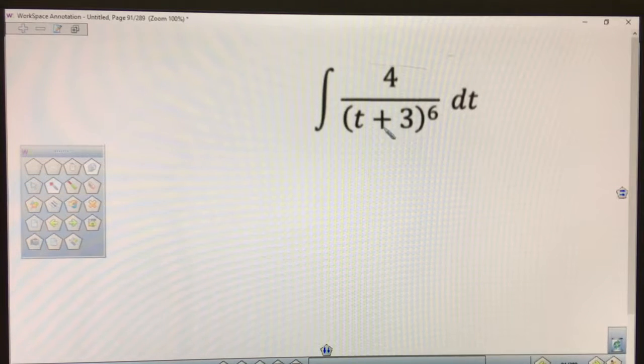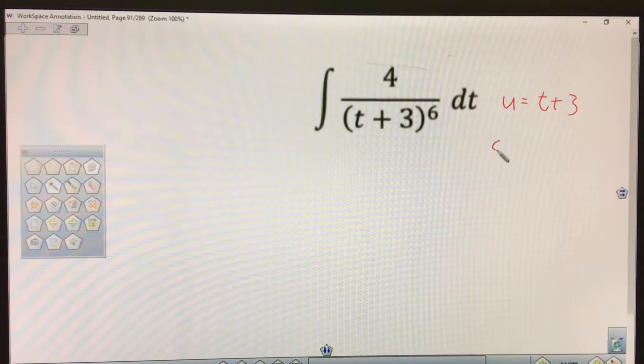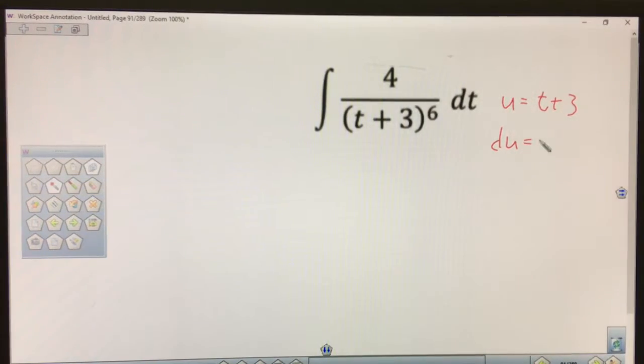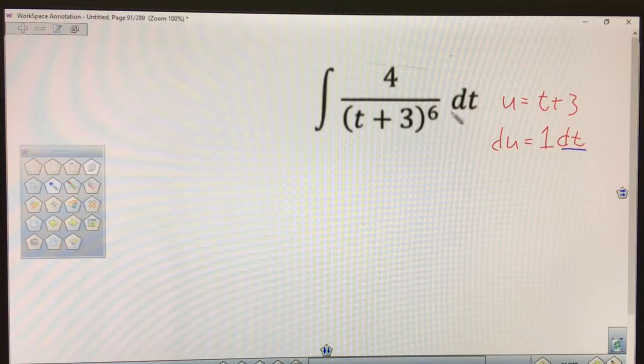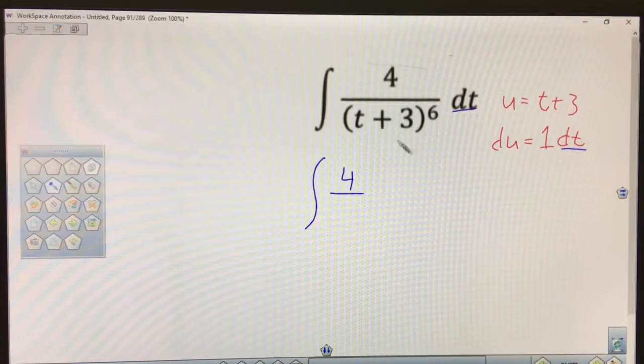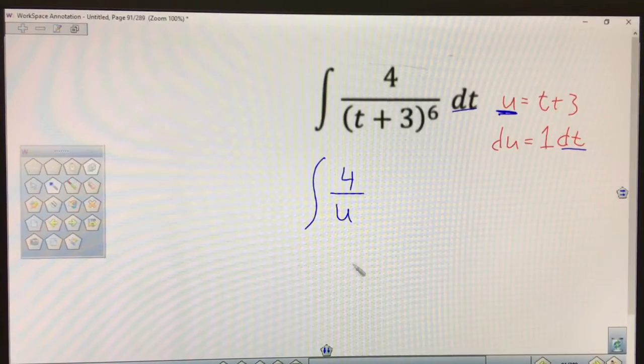I'm going to let u equal that junk underneath. So it's called u sub. I'm going to let u equal t plus 3. Now I got to get rid of the dt. So in order to do that, I take the derivative of u. So du, what's the derivative of t plus 3? Just 1. It's going to be 1 dt. Now notice, the dt lines up with the dt. I get a new integral with a 4 over u to the 6th dt.